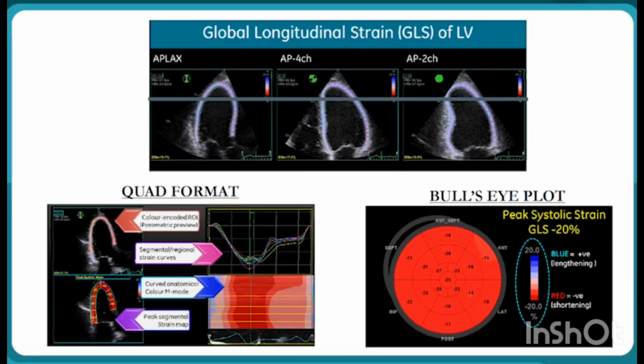The bullseye plot is also color coded, wherein the more towards red color shows that the GLS is normal. When it moves more towards blue, the GLS is reduced.